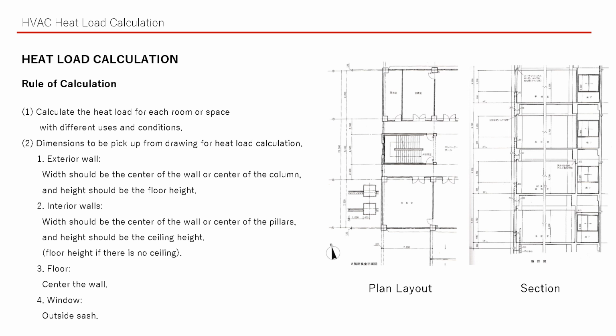Before going to the details, we want to explain the general rules for calculation. 1. Calculate the heat load for each room or space with different uses and conditions. 2. Dimensions are to be picked up from the drawing. For an external wall, the wall should be measured center of wall to center of wall. Height is slab to slab, not ceiling height. For an interior wall, the wall should be measured center of wall to center of wall. Height is ceiling height.